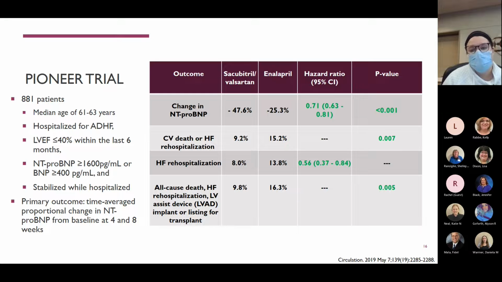And again, we can see in this trial that each of its findings were found to be statistically significant, with greater reductions in patients that received Entresto versus those that received an ACE inhibitor.